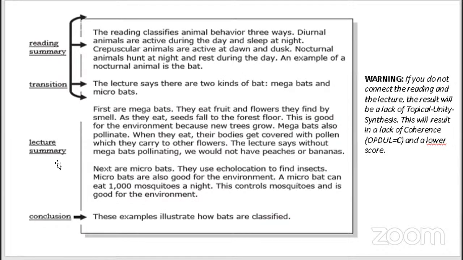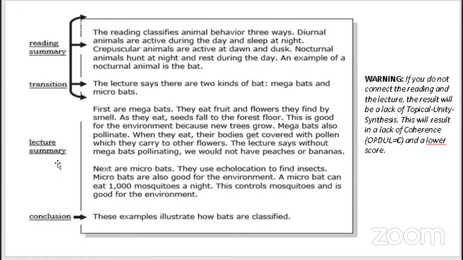Yes, the reading classifies animal behavior three ways. Diurnal animals are active during the day and asleep at night. Crepuscular animals are active at dawn and dusk. Nocturnal animals hunt at night and rest during the day. An example of the nocturnal animals is the bat. The lecture says two kinds of bat, megabats and microbats.